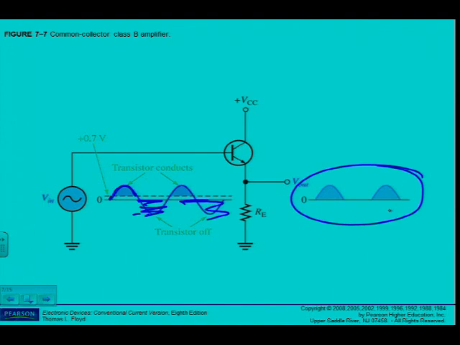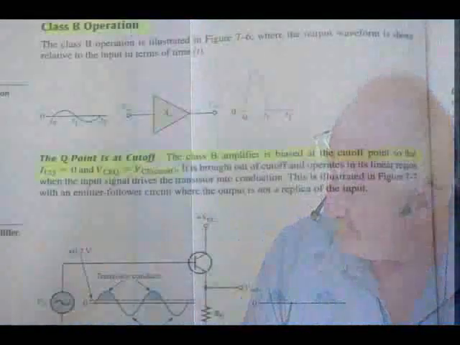Alright, as we've read in the introduction, it's a bit more difficult to get linear reproduction of the input waveform. So what can I do? Let's have the next section there in the book. Class B push-pull operation. The bottom of page 330.